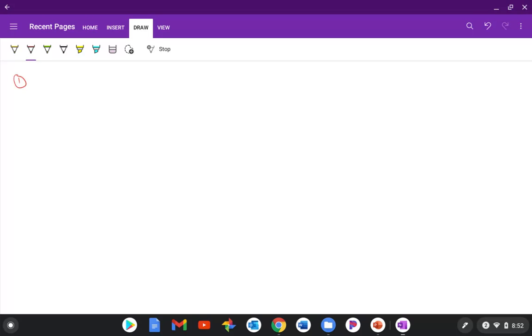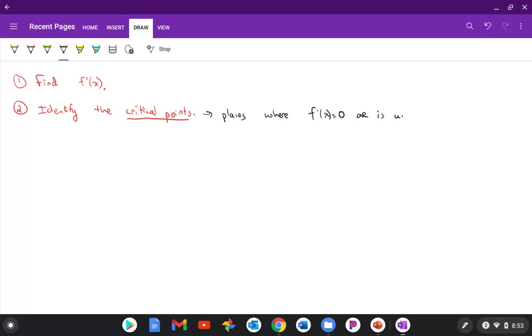So the first thing that you're going to want to do on all of these is find the derivative f prime of x. After that, we're going to identify the critical numbers, or critical points or critical values, depending on what you read. It's the critical points is what I like to call them. To find that, these are the places where f prime of x equals 0 or is undefined.